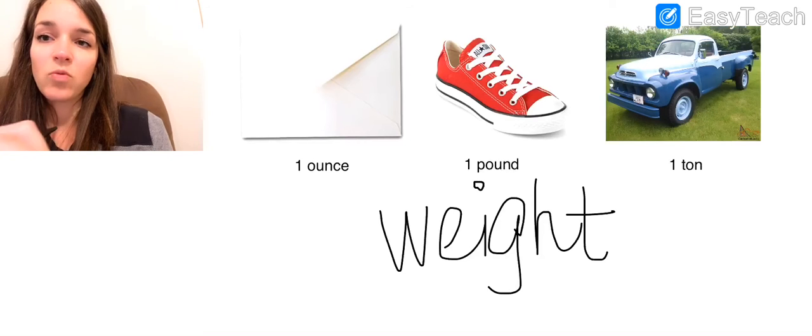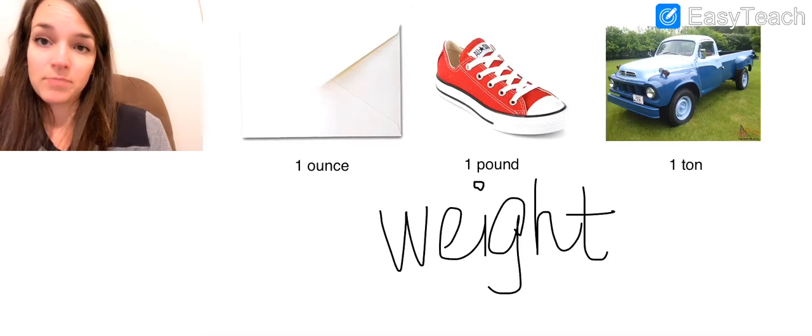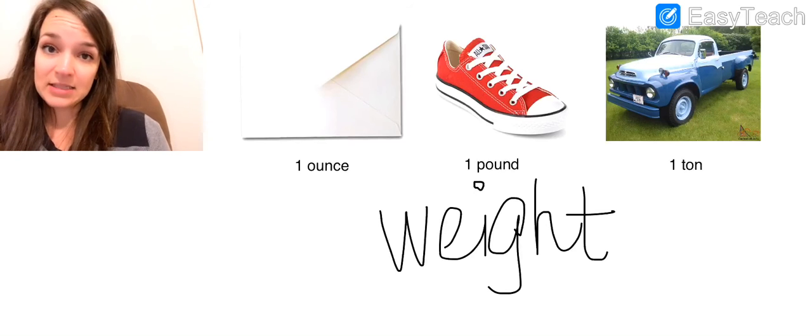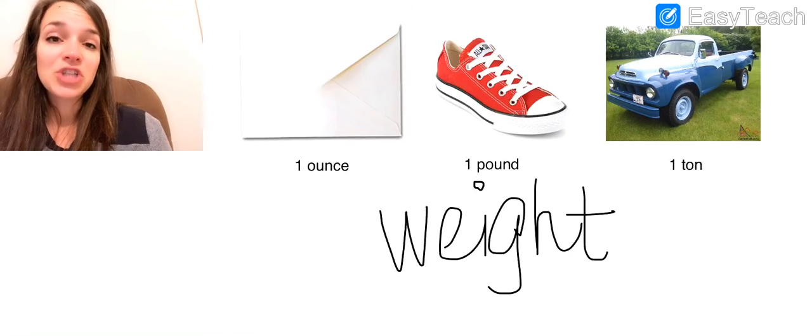For weight, we use the customary system. So we're going to talk about ounces, pounds, and tons. The difference between mass and weight is that your mass is universal, so your mass never changes. Now, weight can change based on the gravitational pull. Think about it like this: whenever astronauts travel to space, they become weightless. That means their weight changes.